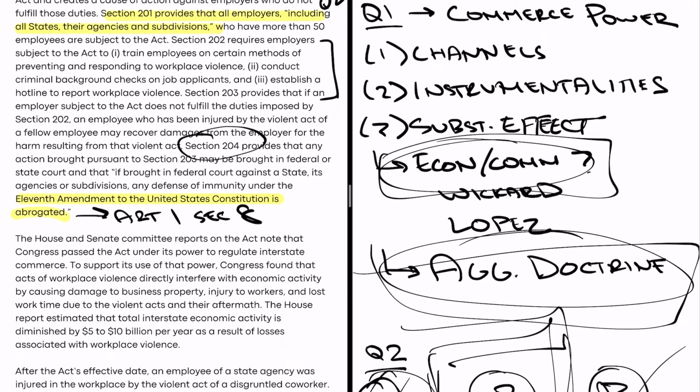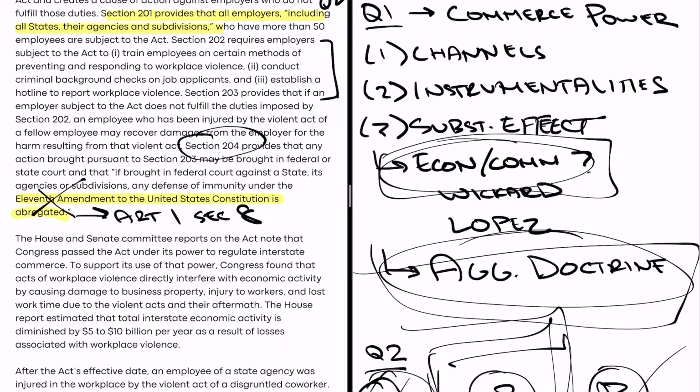They're not acting pursuant to their power to enforce the guaranteed protections of the 14th Amendment. They're acting pursuant to Article 1, Section 8, the commerce power. We know that even though they're trying to abrogate state sovereign immunity clearly and expressly, this is an invalid attempt to do so, because they're not acting pursuant to Congress's power to enforce the guaranteed protections of the 14th Amendment. So this is an invalid abrogation attempt.